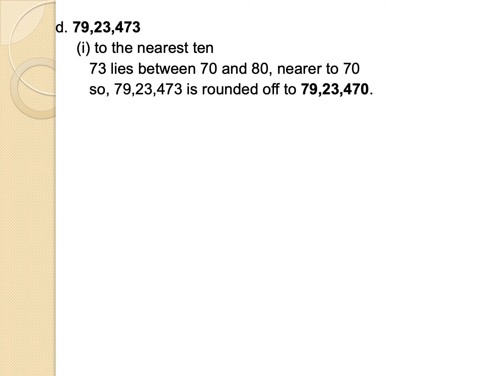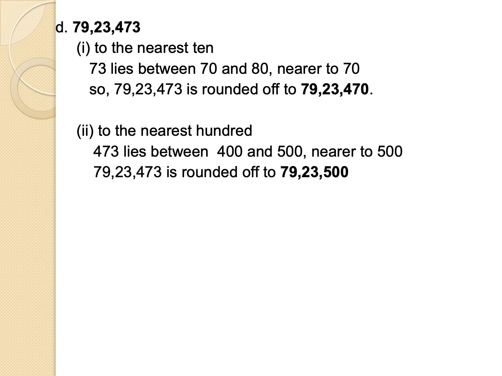D. 79,23,473. इसमें भी पहले to the nearest 10 we'll see the last 2 digits, means 73. 73 lies between 70 and 80, nearer to 70. क्योंकि 3 5 से छोटा है, इसलिए ये नीचे की ओर राउंड ऑफ होगा और 73 राउंड ऑफ होकर 70 बनेगा. So 79,23,473 is rounded off to 79,23,470.